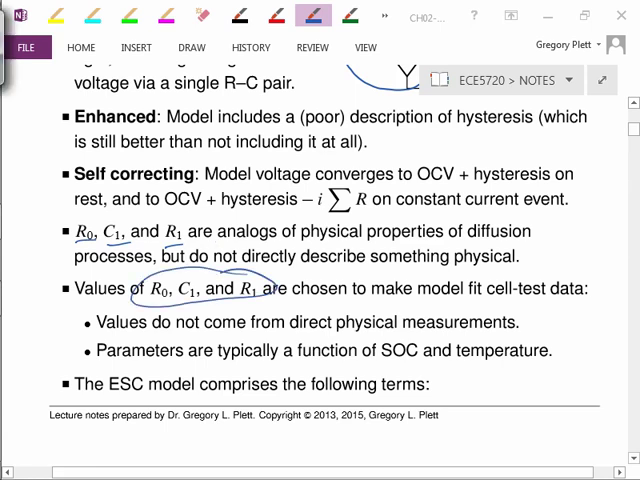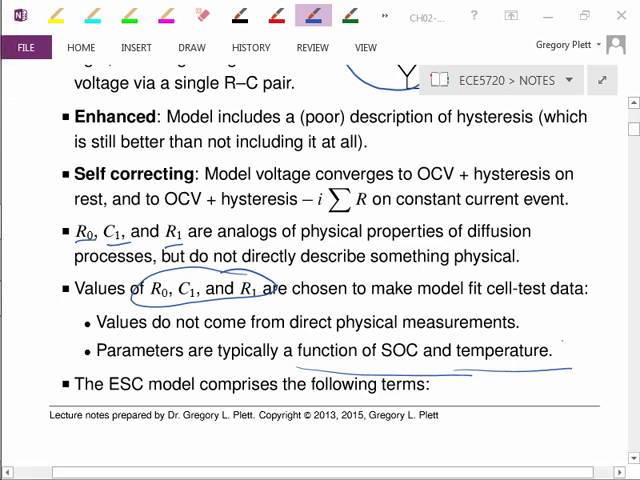The numeric values of these parameters are chosen to make the model predictions fit the cell test data. They don't come from direct physical measurements. They come from a curve fit or an optimization process. And we find that we get the best fits when the parameter values are functions of state of charge and furthermore functions of temperature.